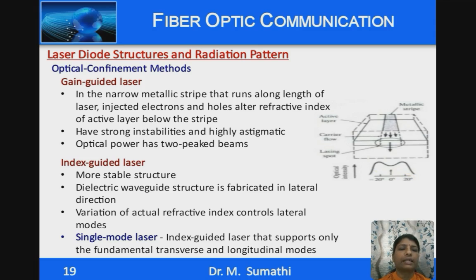Next is the index guided laser. This is a more stable structure compared to the gain guided structure. The waveguide structure is fabricated into the material by actually varying the refractive index in the lateral direction. So, using an index guided laser, single mode lasers can also be fabricated, which would support only the fundamental transverse and longitudinal modes.